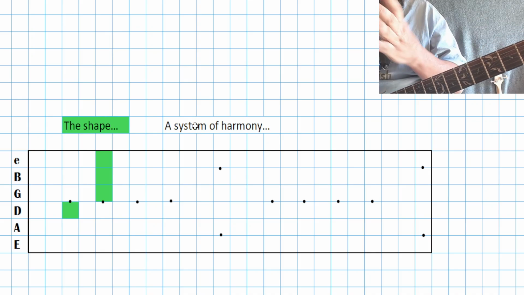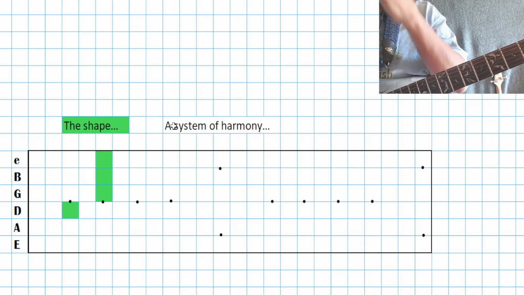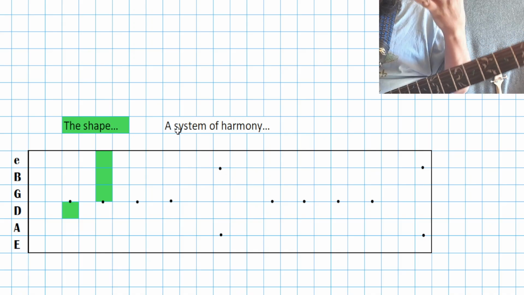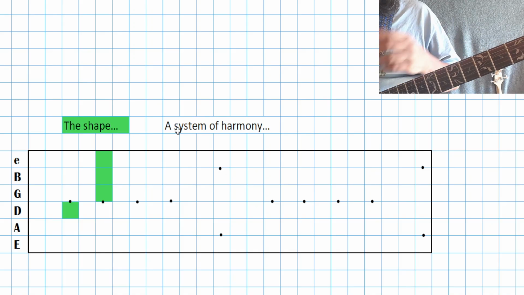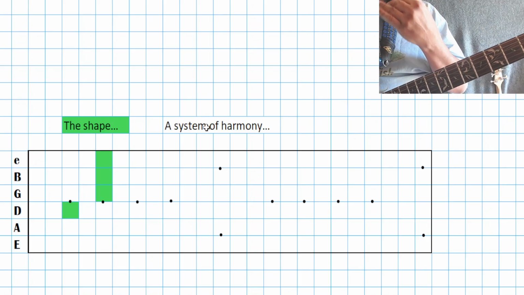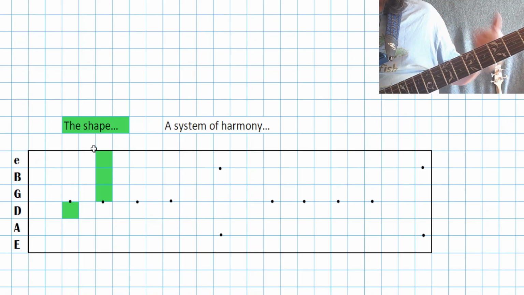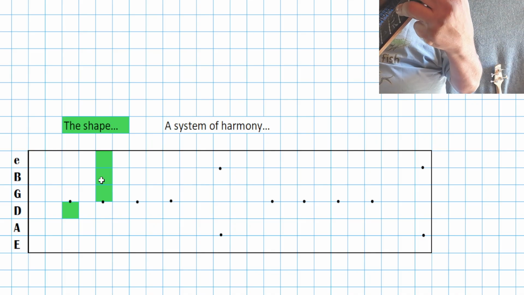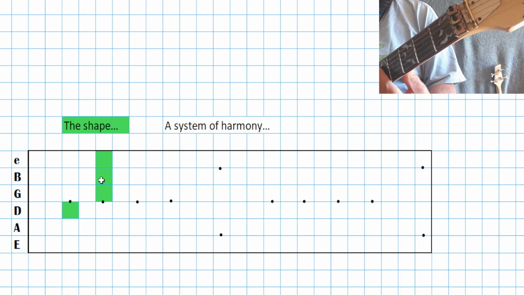So what is this shape? What are we doing? What's this all about? And I'm trying to include the beginners here as well as the theory nerds who like all this stuff. So bear with me here. The shape. A system of harmony is what we're dealing with here. This shape is a bunch of notes that ring together, a chord. It's a harmony.